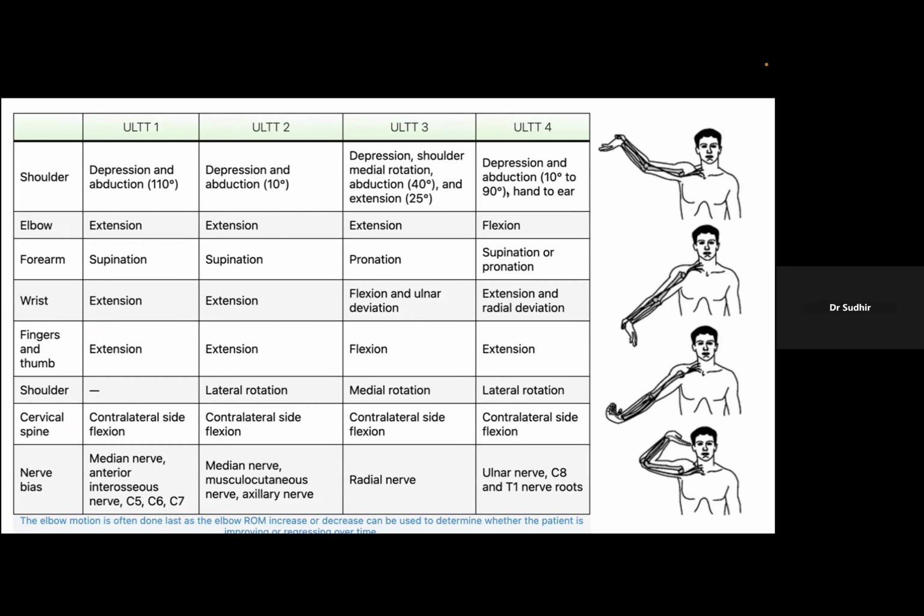Each position is specific for each nerve. For example, test 2 is specific for median, 3 is for radial, and 4 is for ulnar. It is used also for brachial plexus. However, we do not use this test very commonly or routinely in our clinical practice, but it is better to know what this test is.